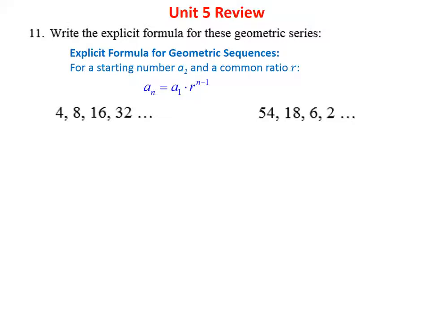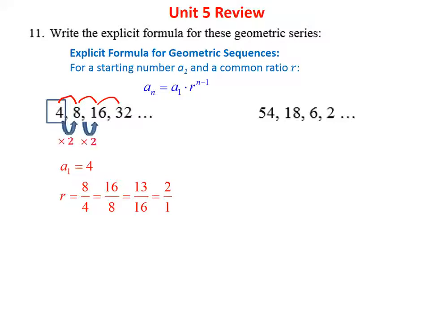So let's look at the first one. What is the first number here? Well, the first term is 4. So I know that a1 equals 4. Now I just have to find the common ratio. To find the common ratio, I'm simply going to take any two pairs here and divide the second number by the first number. So I have 8 divided by 4, or 16 divided by 8, or 32 divided by 16. They all equal 2 over 1, or just 2.